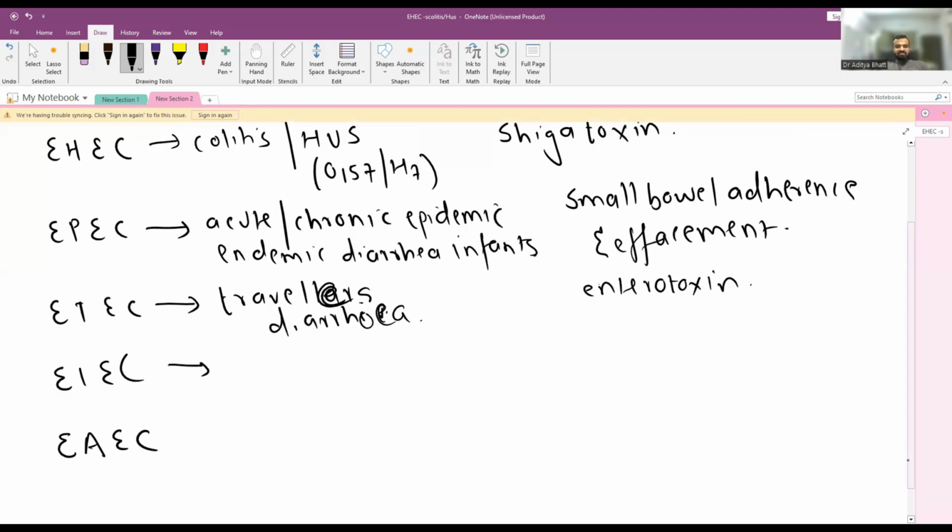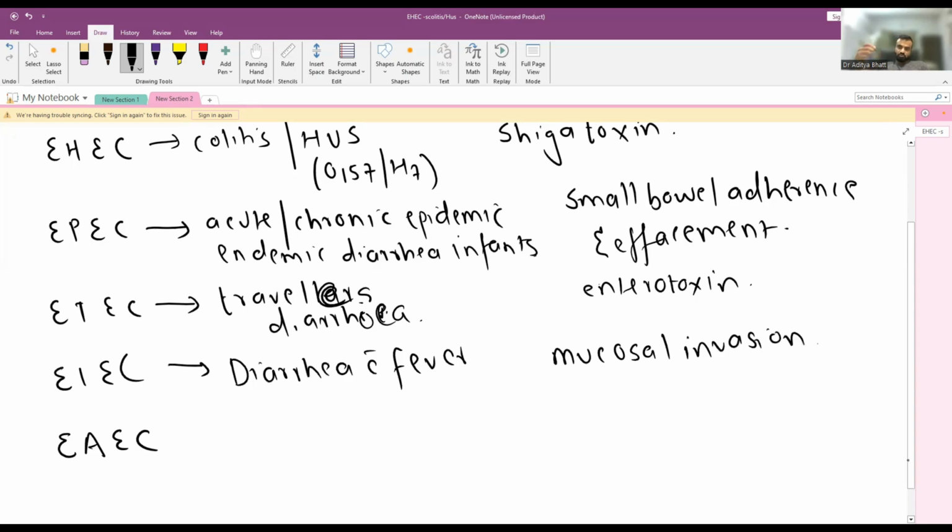Now enteroinvasive, usually there is presence of diarrhea with fever in all age groups. Okay, not specifically infants or young children, in all age groups, and there may be bloody or non-bloody diarrhea. Okay, dysentery also might be caused, and this occurs due to mucosal invasion. It causes the mucosal invasion of the cells, enteric cells.